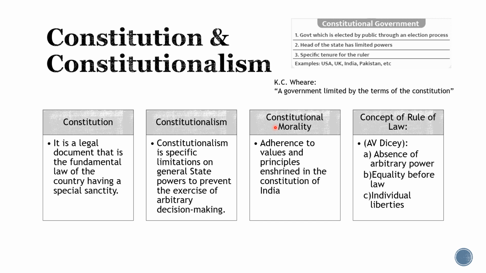And then constitutional morality is the adherence to values and principles enshrined in a constitution. It's a consequence of following the constitution. You have constitutional morality.